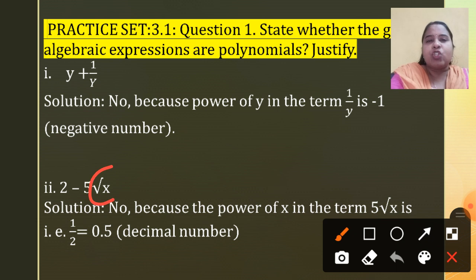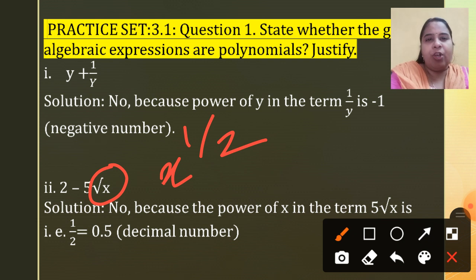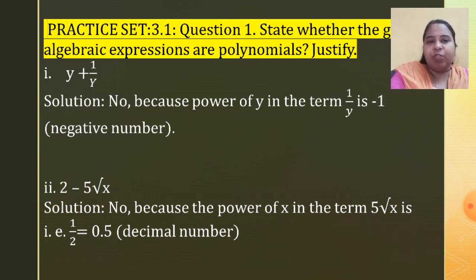It's written as square root of x. Square root of x means it can be written as x raised to 1 upon 2. So is this a polynomial? No again. Why? Because the power of x in the term root x is 1 upon 2, that is 0.5 if you want to write it in decimal form.